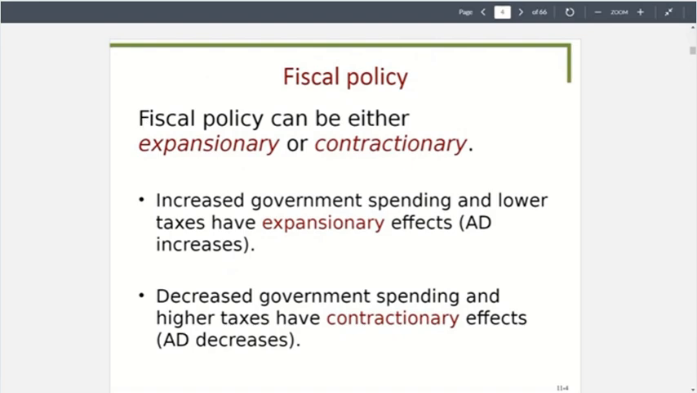When you increase government spending and decrease taxes, which increases income, which increases consumption and investment spending, the aggregate demand increases, right? And when you do the opposite, when you decrease government spending and increase taxes, aggregate demand decreases. Why would government want to do this? It's in order to control the boom and bust cycle, right?